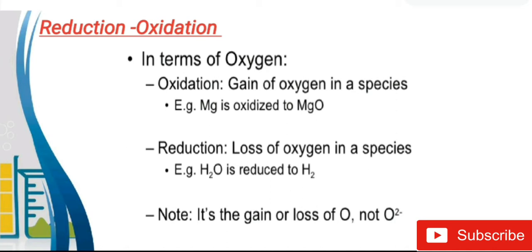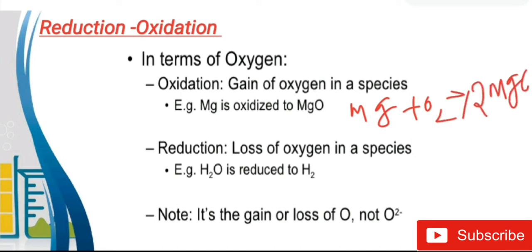Reduction and oxidation in terms of oxygen. Oxidation means gain of oxygen by a species. When magnesium reacts with oxygen, magnesium plus oxygen gives magnesium oxide, 2 MgO. You can see that in this reaction there is a gain of oxygen. So, when there is a gain of oxygen, the process is known as oxidation. And what is reduction? Reduction is the loss of oxygen.